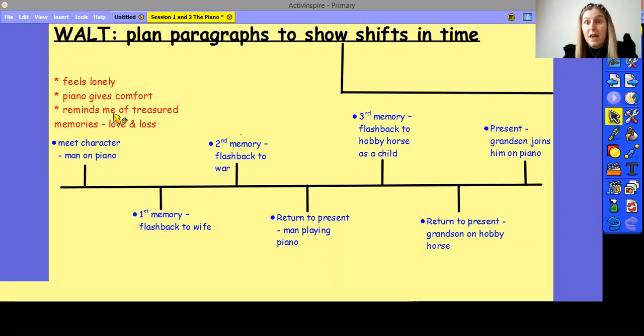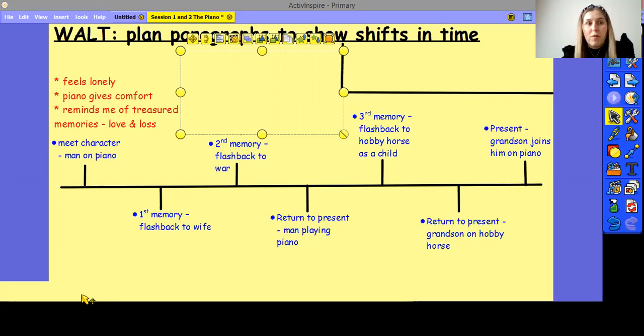I've planned this in first person because I'm going to write in first person. It reminds me of treasured memories of love and loss. So this is making a reference in my introduction to the fact I'm going to talk about people I loved and people I've lost in this story. So that is how I'm going to write a paragraph around the man on the piano at the start to introduce. You might have a different idea, and that's totally fine. What do you think he's feeling at that point in time?